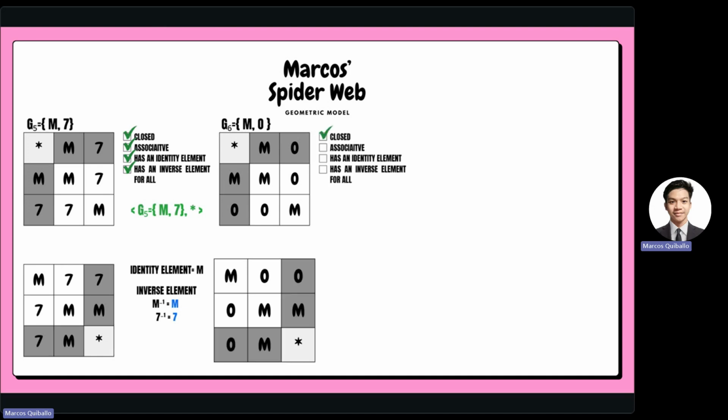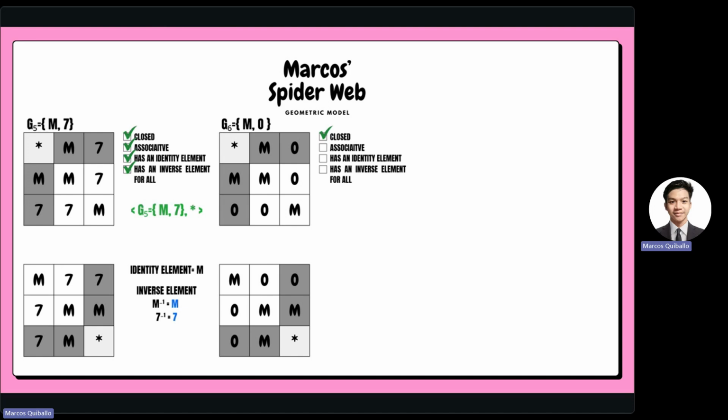So it is closed, and when we rotate, it is also associative. It also has an inverse element, and the identity element also has an inverse element, which is the inverse of itself. So this G sub 6 is also a group.